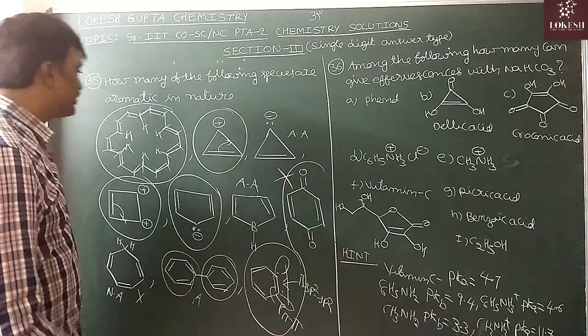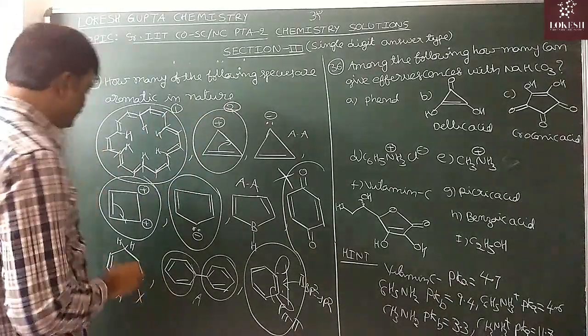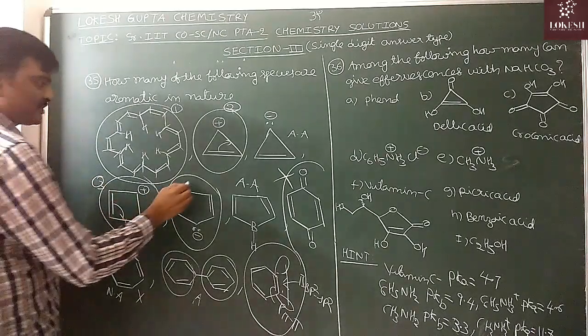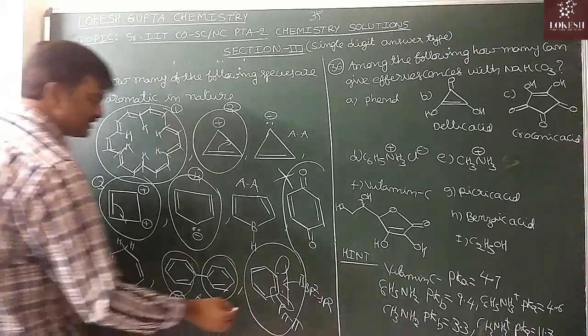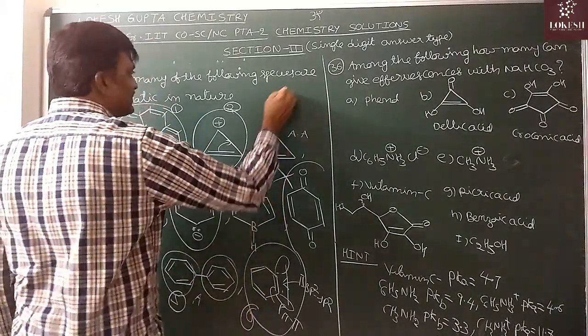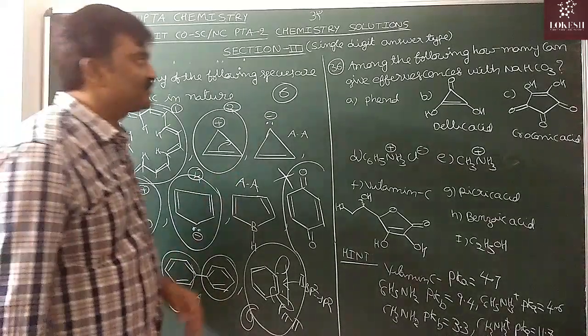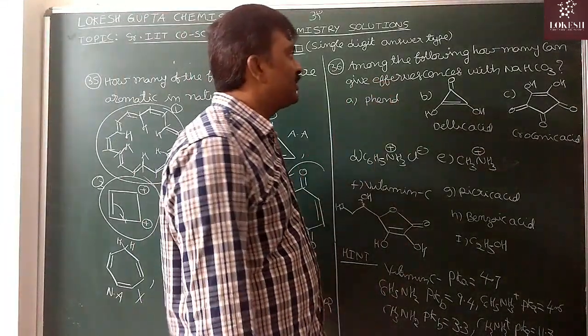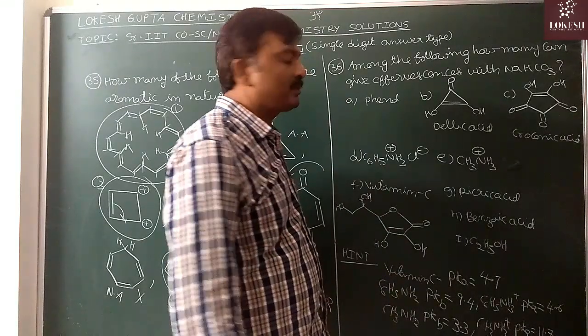So now how many are aromatic? 1, 2, 3, 4, 5, 6. So the answer is 6. 6 compounds are aromatic. Now come to the next question. Among the following, how many can give effervescence with sodium bicarbonate?